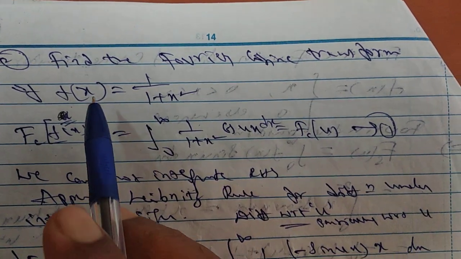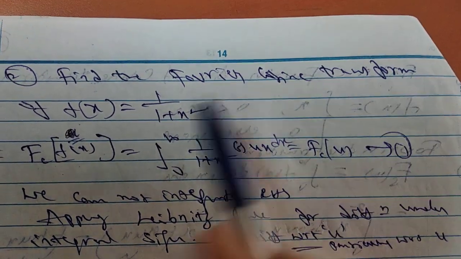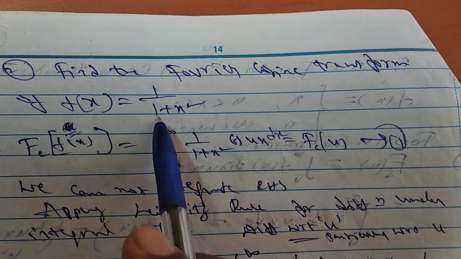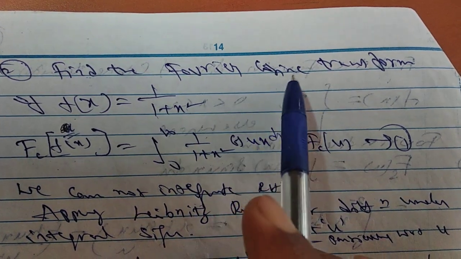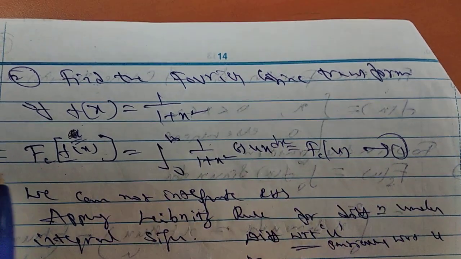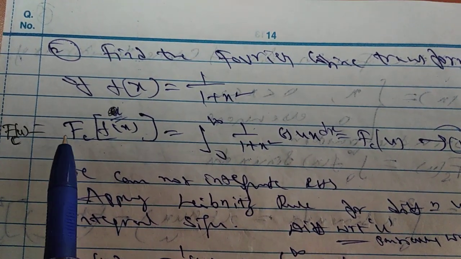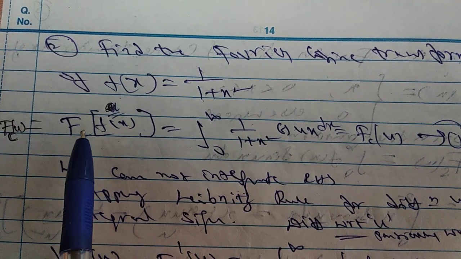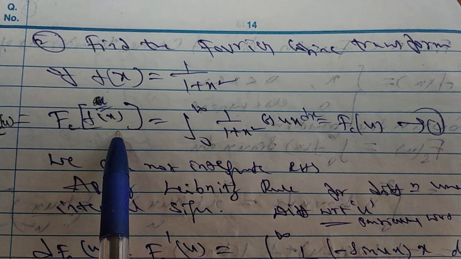So next, one more important problem. Find the Fourier cosine transform of f of x is equal to 1 over 1 plus x square. So how to do this problem? Fourier cosine transform, you already know the formula. What is that formula? To get f of u, you have to apply the Fourier cosine transform of the given function. Given function means f of x. So what is the formula?